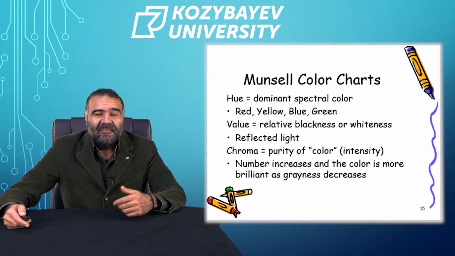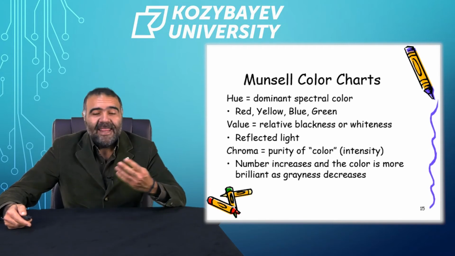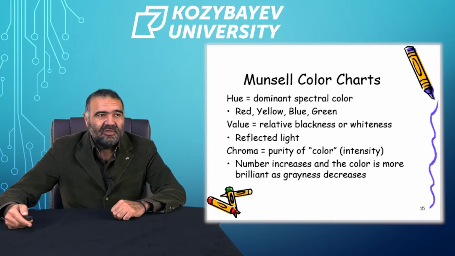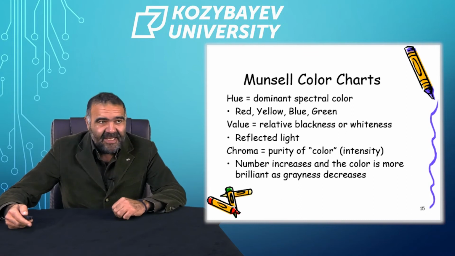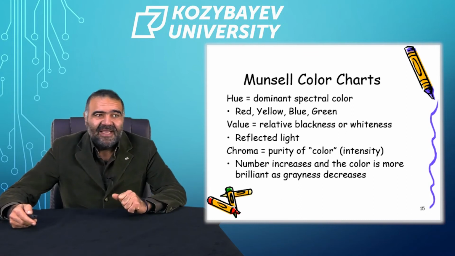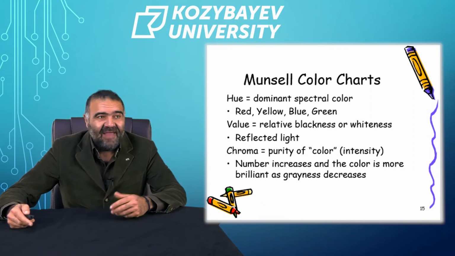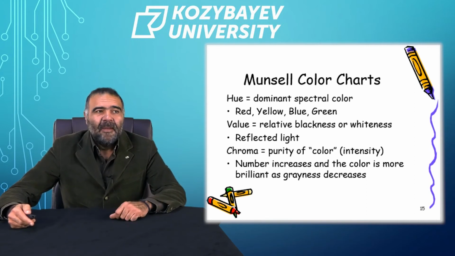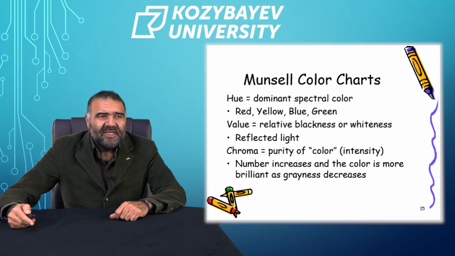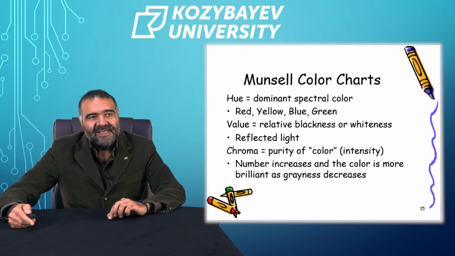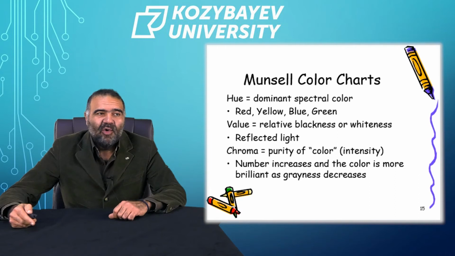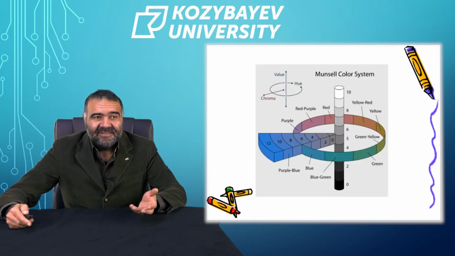There are four dominant spectral colors and combinations of these, which are red, yellow, blue, and green. The value is the relative blackness and whiteness, which means how the soil reflects the light. It's given by the light reflection. The chroma is the purity of the color, or better said, the intensity of the color. As the number of chroma increases, the color is more brilliant as grayness decreases.